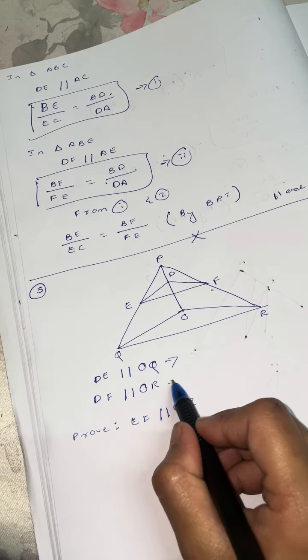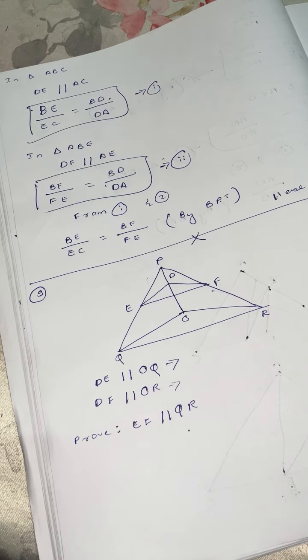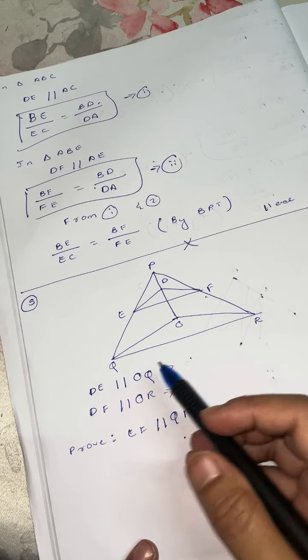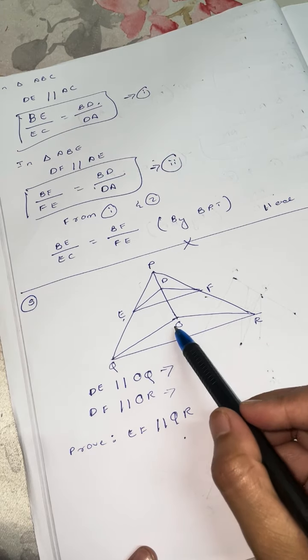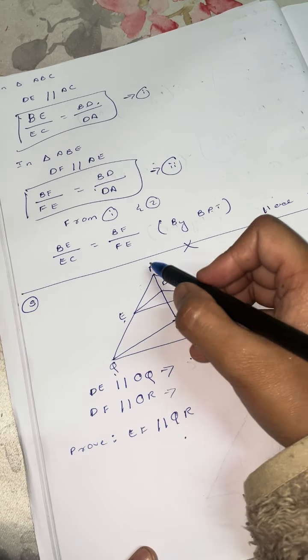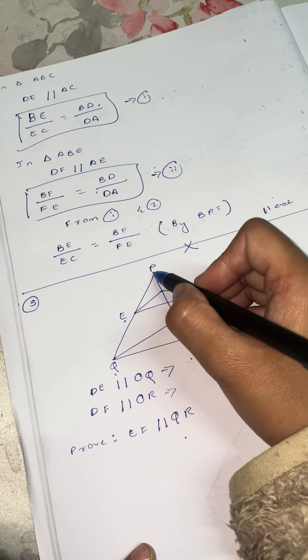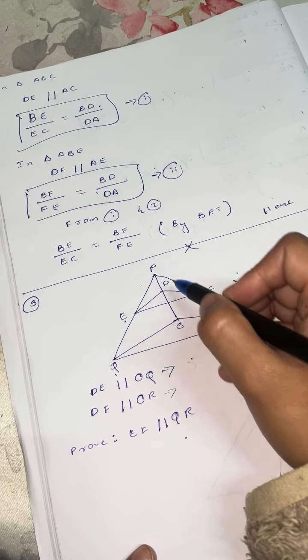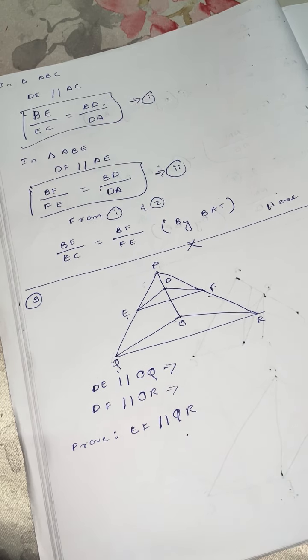Then if we do this, let's look at the picture. In the picture, that is DE parallel to OQ. DE parallel to OQ. We can see a triangle here, right? That is triangle POQ.